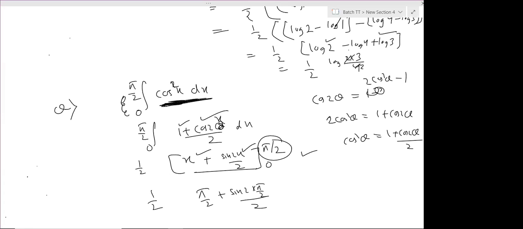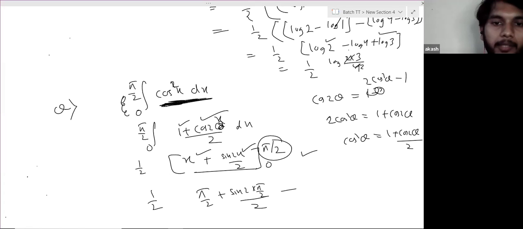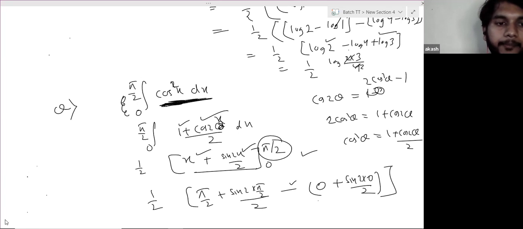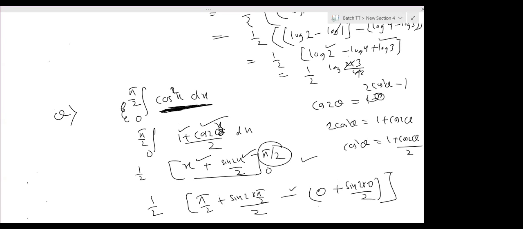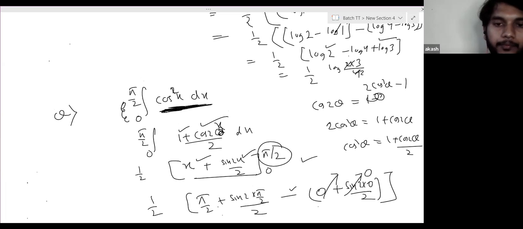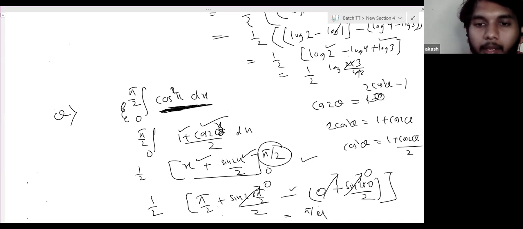Yes, sir. And minus, put the lower limit in place of x: 0 plus sine 2 into 0, by 2. Why did I apply the brackets? Because we have a negative sign outside. All right? Yes, sir. So this is 0, this is 0. Pi by 2. Sine pi is also 0. So this is pi by 4. I hope this answer is clear to all of you.